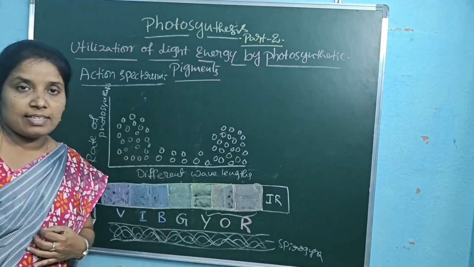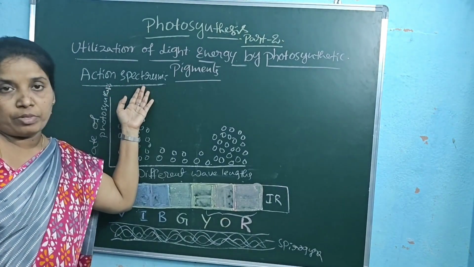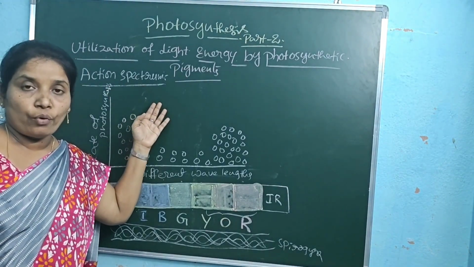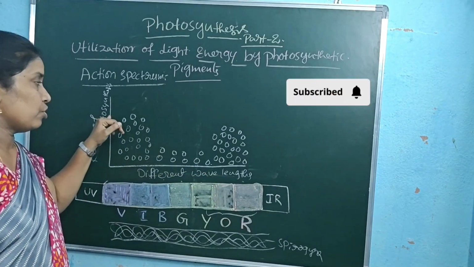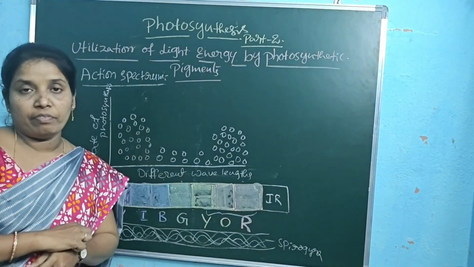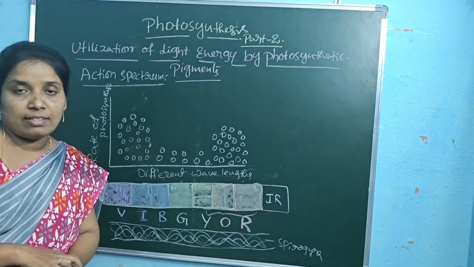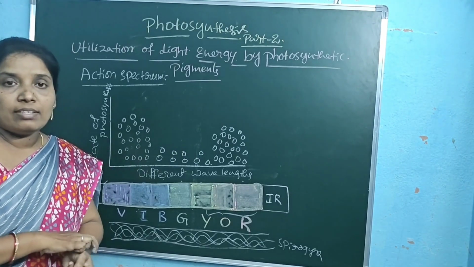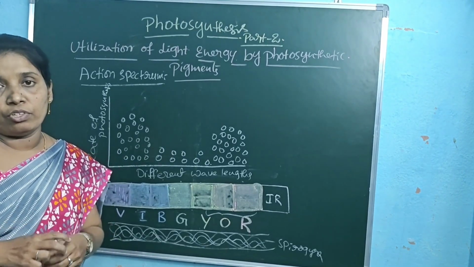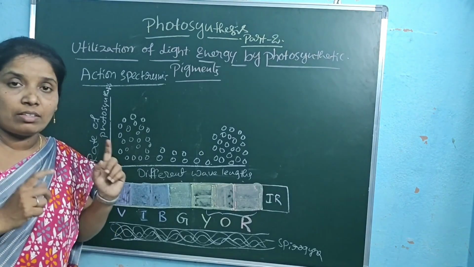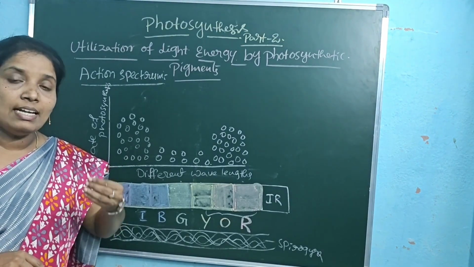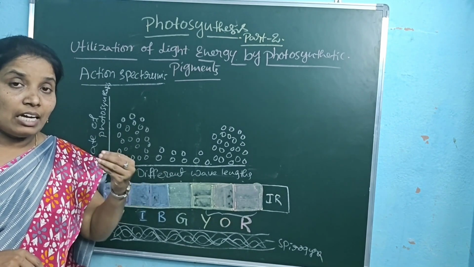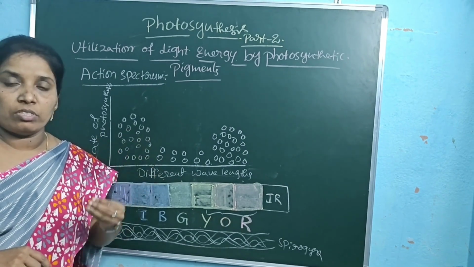Okay, let's see the second one, that is the action spectrum. It is also a graph, plotted between different wavelengths and the rate of photosynthesis. It is difficult to measure the rate of photosynthesis directly, so you can measure it through oxygen evolution. If a high amount of oxygen is released, that shows a high photosynthetic rate.